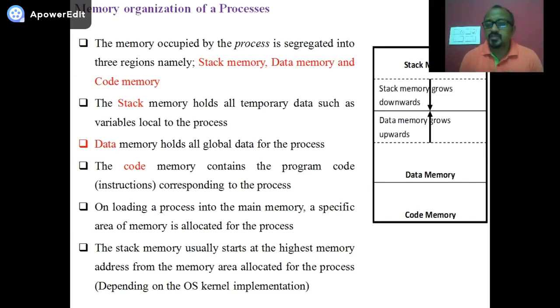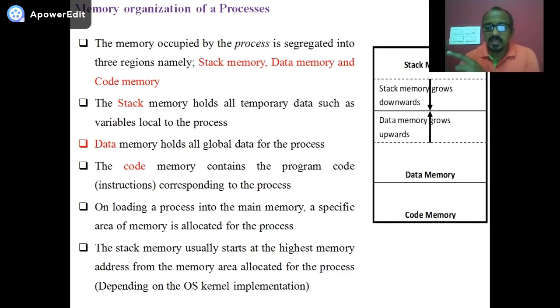When a process gets created, the memory allocated to every process or task is segregated into three sections: stack memory, data memory, and code memory. The stack memory holds temporary data or any intermediate results generated and pushed to the stack. The data memory holds all global data of the process. And the code memory holds the code related to that particular task.